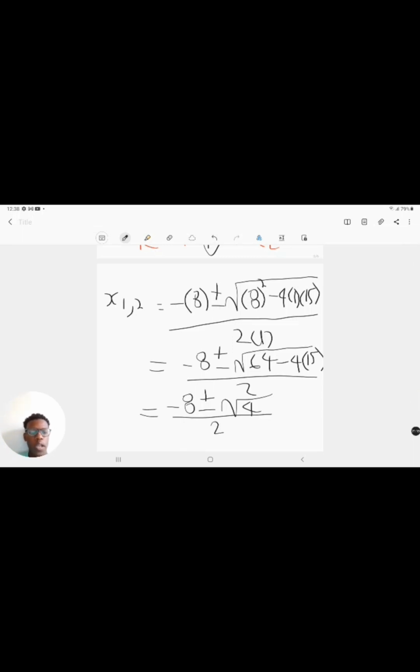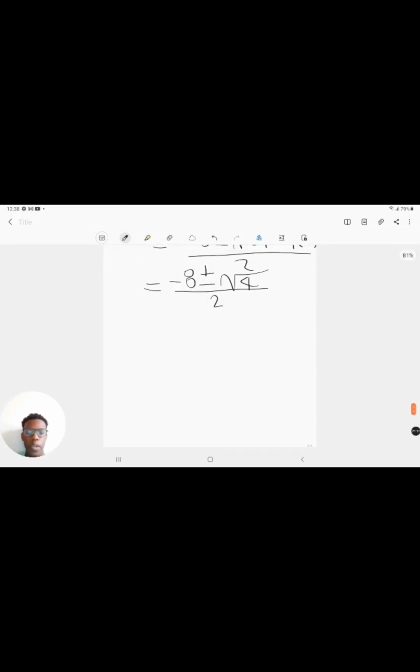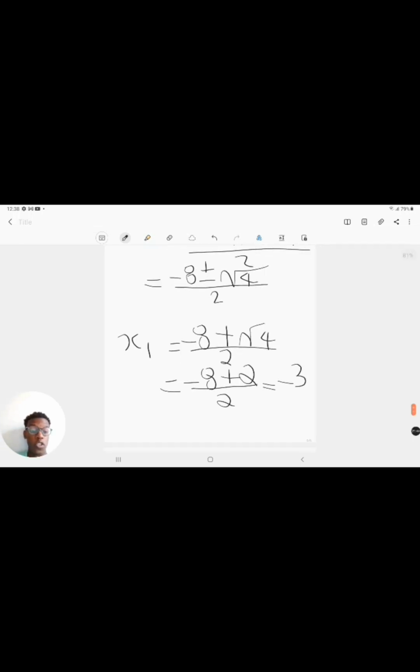And then your two answers are going to be, so x1 is going to be minus 8. I'm just going to use the plus first on its own. So it's going to be minus 8 plus the square root of 4, divided by 2. That's going to give you minus 8 plus 2, divided by 2. Then that's going to give you minus 6 divided by 2, which is minus 3. Okay, that's your first root.